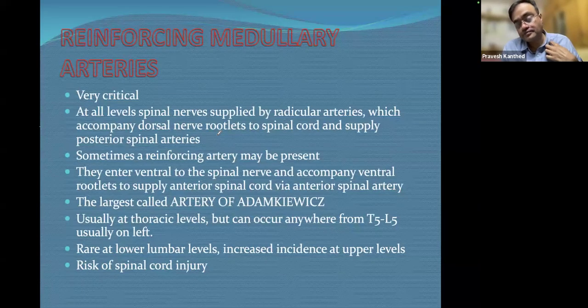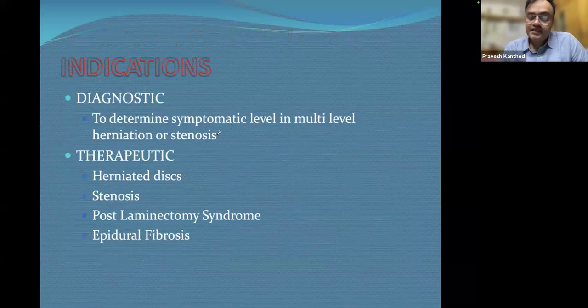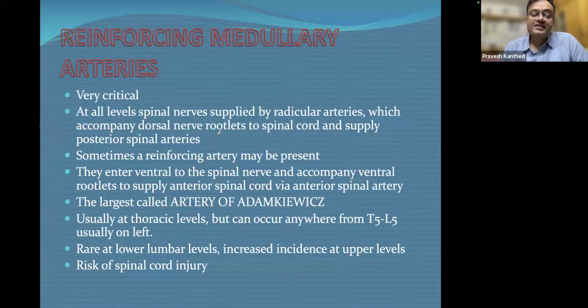Now this is very important, and the largest of these anterior spinal arteries is called the artery of Adamkiewicz. Usually it is at the lower thoracic level, but can occur anywhere from T5 to L5, and more often it is on the left side. It is rare at lower lumbar levels, with increased incidence at upper levels.